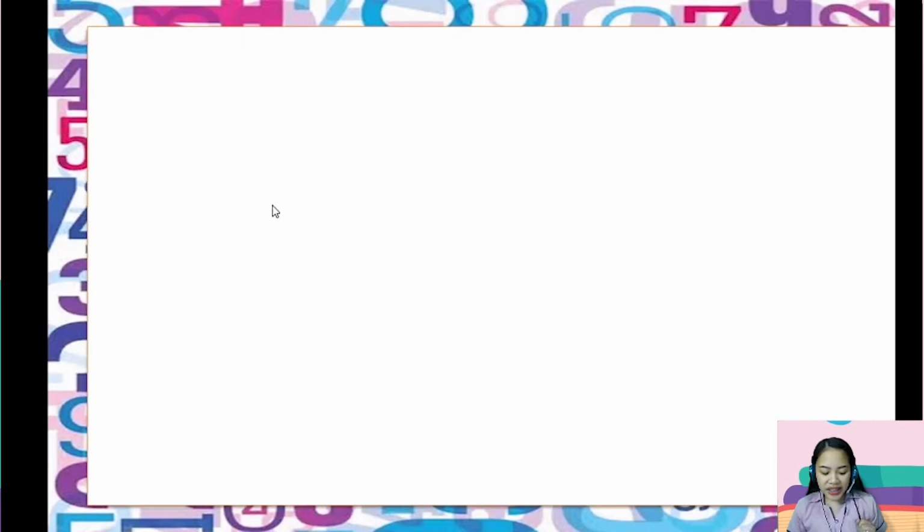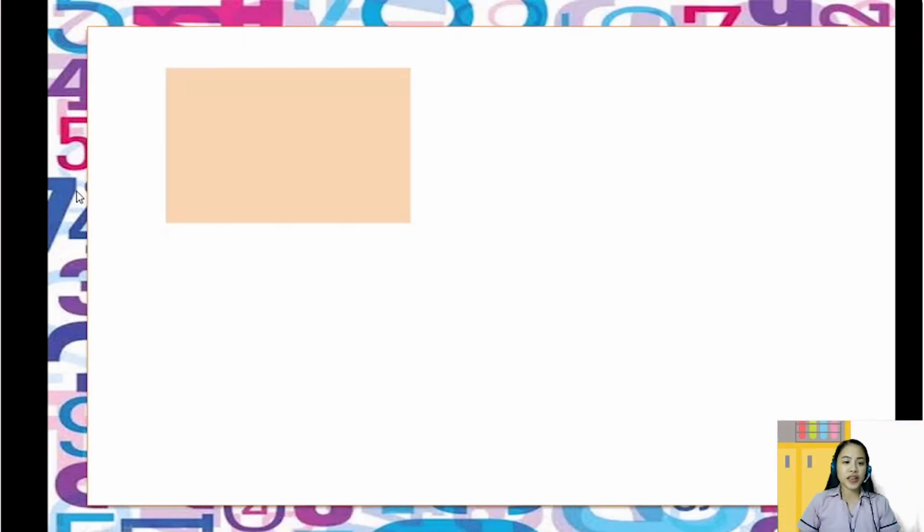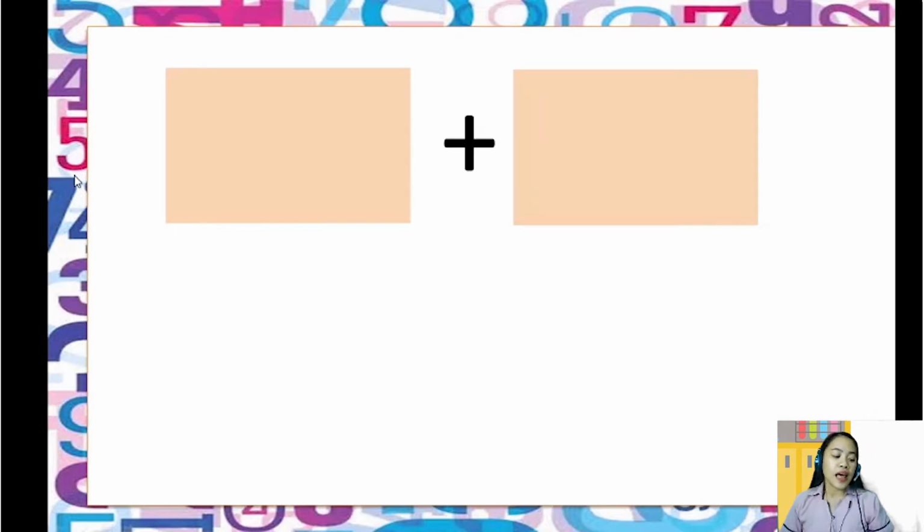Okay, so we needed to find out how much biko there were in the pans brought by the visitors. Let us find the answer step by step. So our step 1 is draw the pans. So we have 2 pans. Ayan, meron na tayong pans. And then illustrate the fractions 1/2 and 1/3. Divide each pan according to the denominator of the fraction it represents.